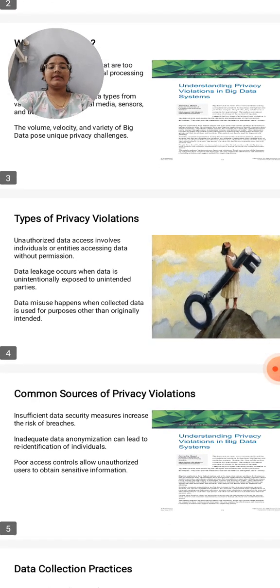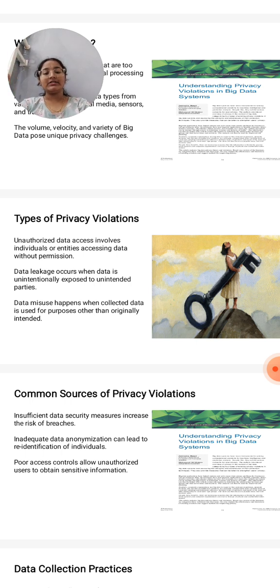The next slide is about types of privacy violations. Unauthorized data access involves individuals or entities accessing data without permission. Data linkage occurs when data is unintentionally exposed to untied parties. Data misuse happens when data is used for purposes other than originally intended.